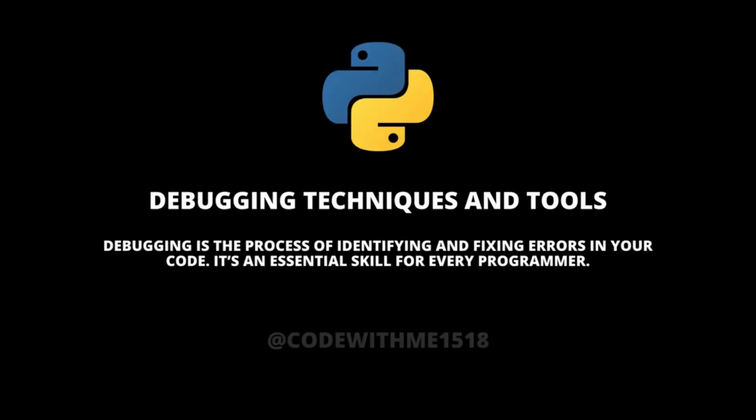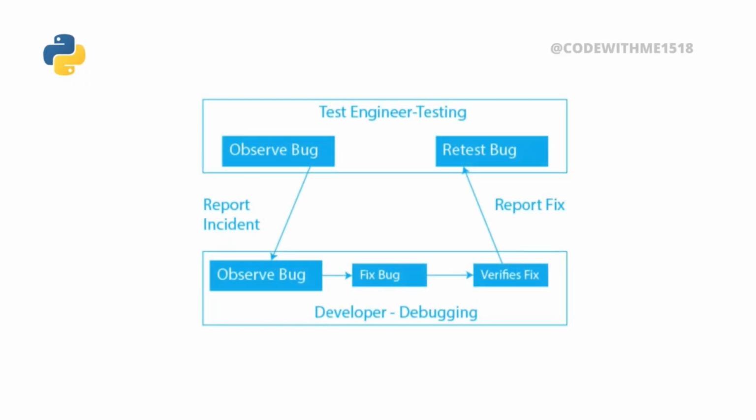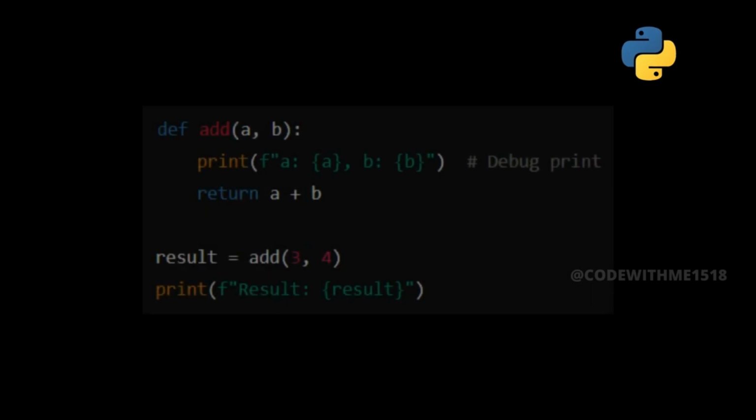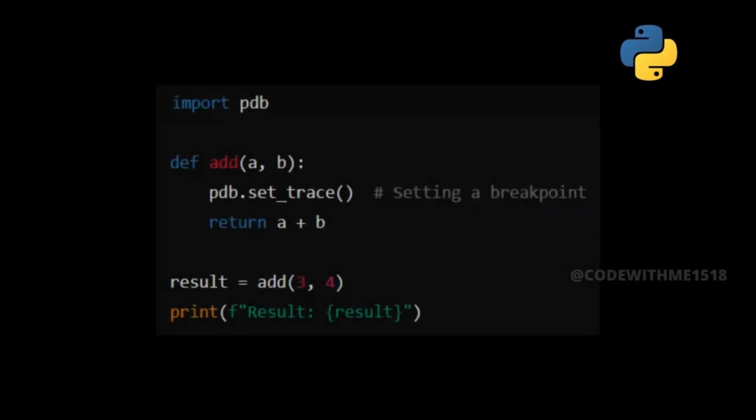And debugging is the process of identifying and fixing errors in your code. It's an essential skill for every programmer. One of the simplest ways to debug your code is by using print statements to track variable values and program flow. However, for more complex debugging, Python's built-in PDB module can be incredibly helpful. Let's look at a quick example using PDB. Using pdb.set_trace allows you to set breakpoints and step through your code interactively. You can inspect variables, execute code line by line, and understand the program's behavior.